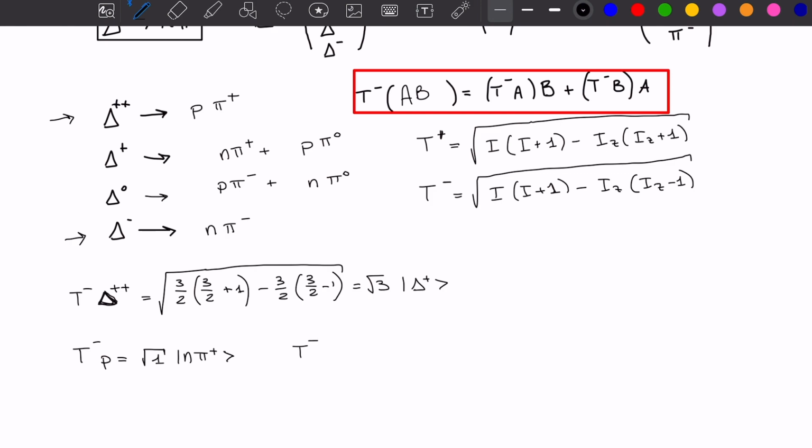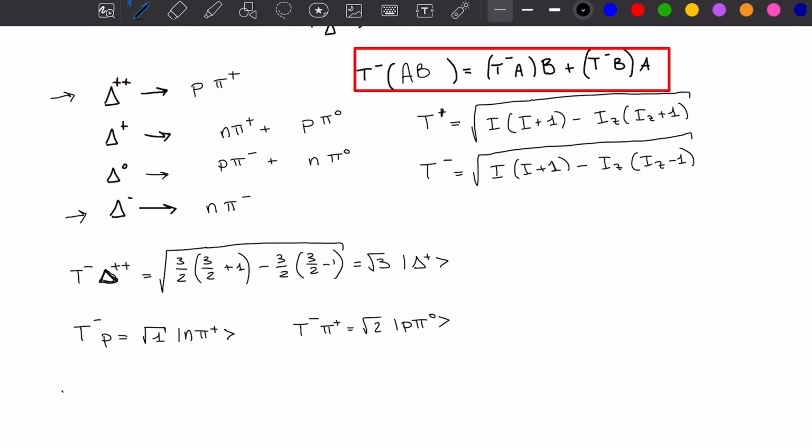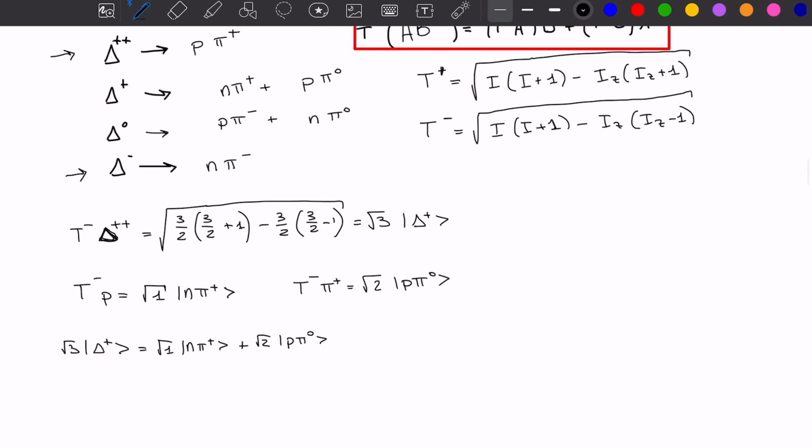And then we need to calculate the ladder operator on pion plus, and that gives us root of 2 proton pion 0, again for the same reason, the same rule. So now we put everything together and we get root of 3 delta plus is equal to 1 n pi plus plus root 2 proton pion 0. And then we divide everything by root 3 to find the correct probabilities.